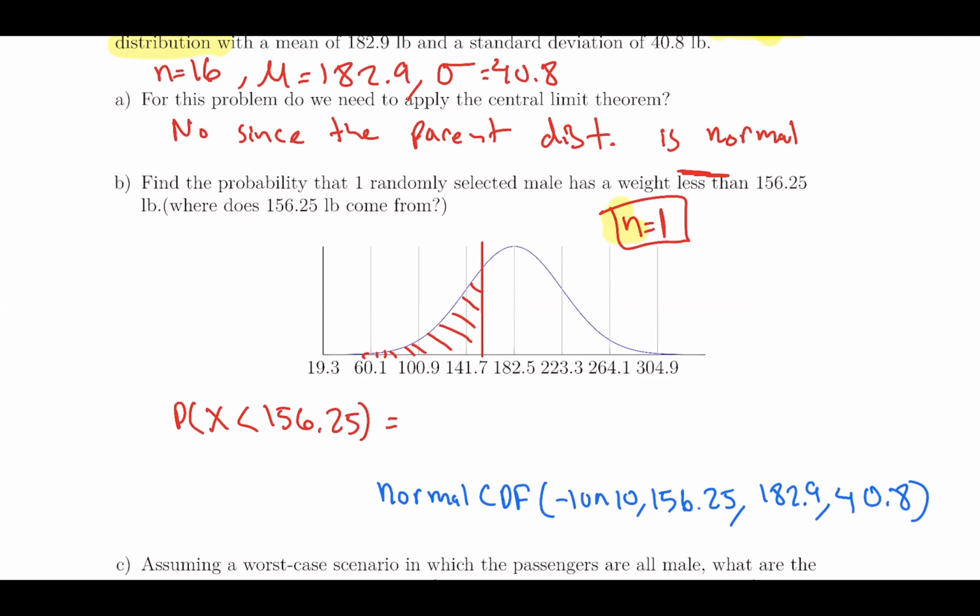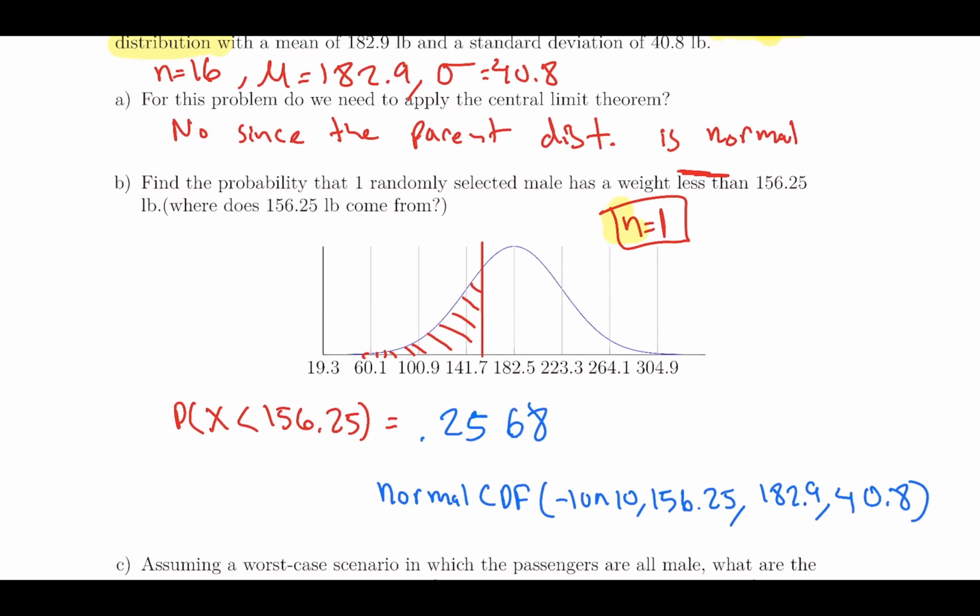Good. All right, it looks like most of you got the same thing. 0.2568. So this is telling me that if we randomly select one male, the probability that he weighs 156.25 pounds or less is 25%. So there's a 25% chance that this person weighs less than 156.25. So pretty much a quarter.